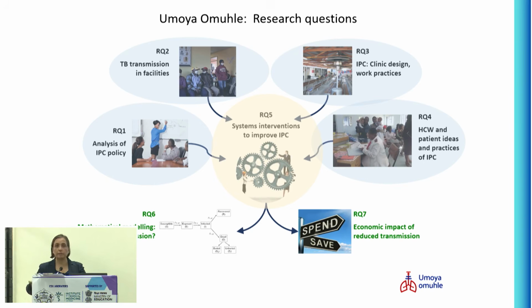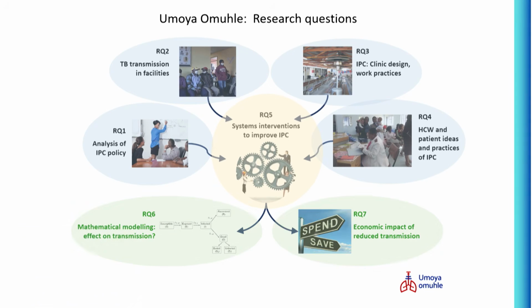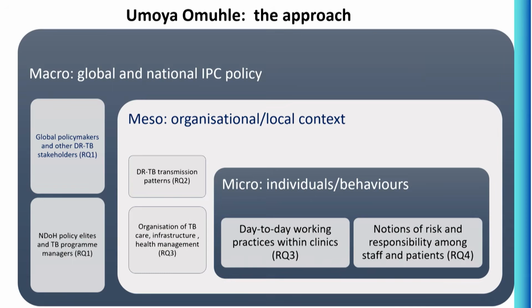Infrastructural aspects, patient flow aspects, waiting times, all the different kinds of interventions that would possibly have an impact on nosocomial transmission. And we had a mathematical modeler who actually looked at how these interventions would project onto the numbers. And then we also looked at how much these interventions would cost. So this is a very comprehensive project in terms of its questions.